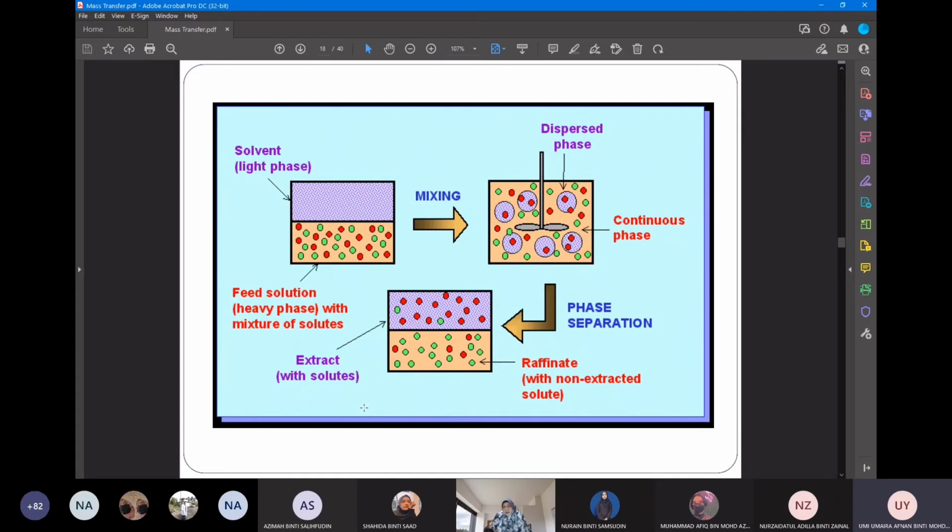Therefore, it's easy to look at this as before the contact happens, before the mixing happens, you have two phases. One is called solvent, one is called feed solution. When the contact occurs, the final liquids that you get are called extract and raffinate. What is extract? Extract consists of the majority of your solutes that has been separated from the feed solution.